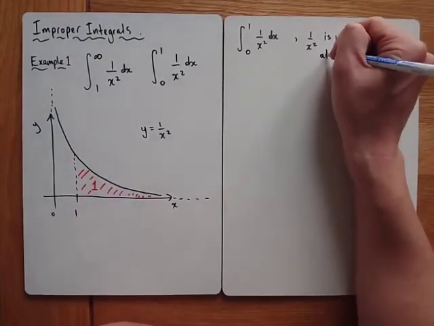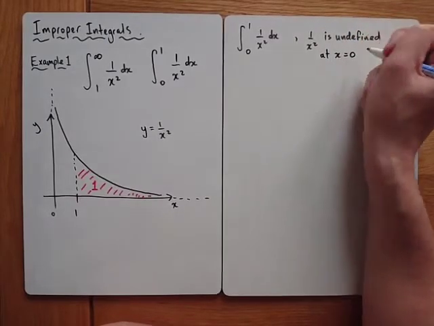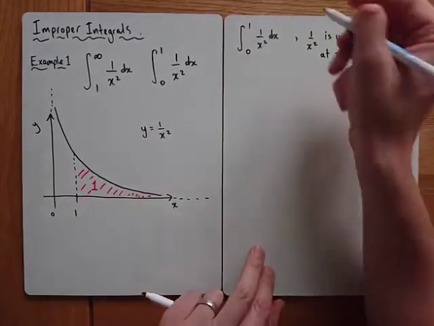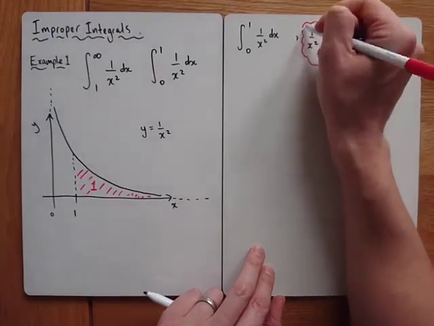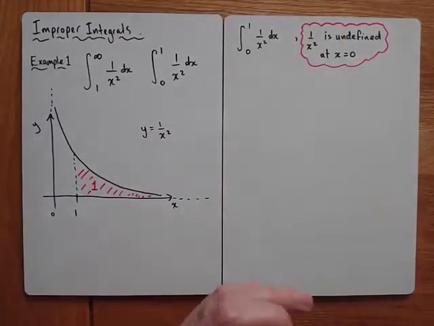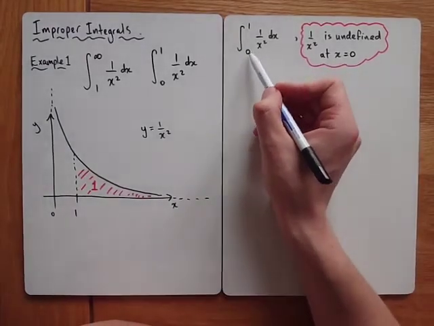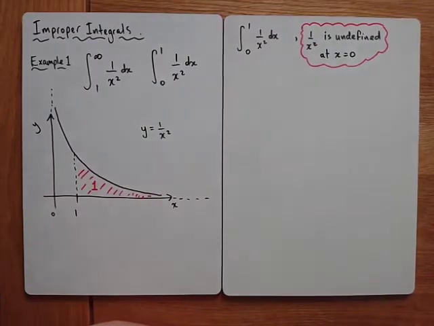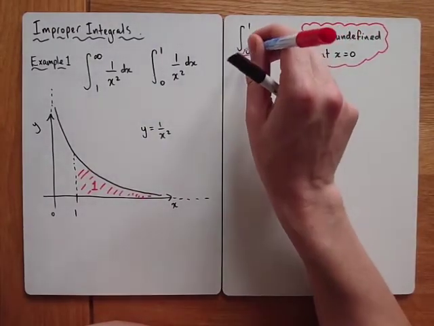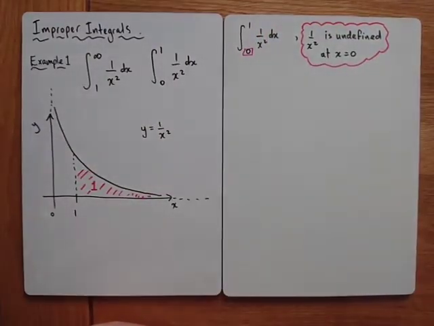at x equals 0. So that's the reason that this is an improper integral. So because there's a problem with this limit, we're going to need to replace it with a letter. Like don't sub in 0, you won't get the marks.